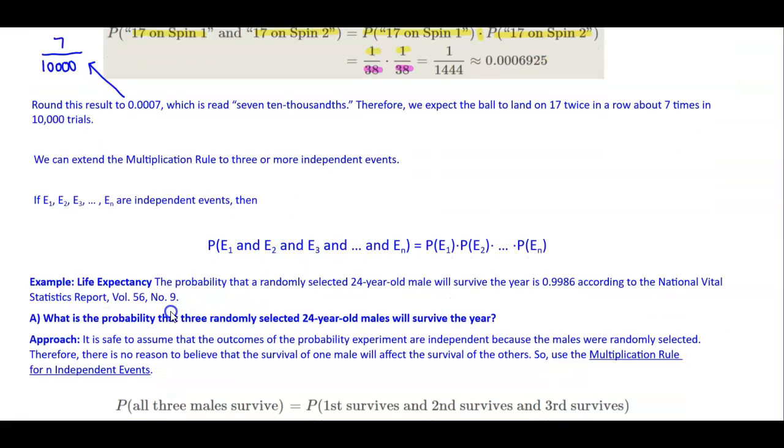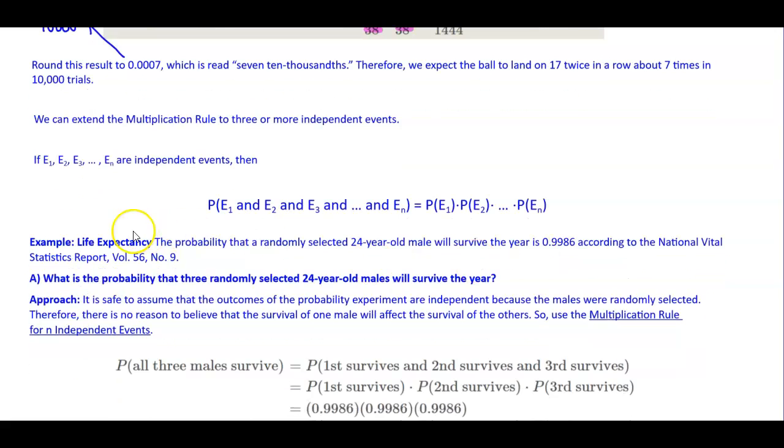That means that we can have event 1, event 2, event 3, all the way to event subscript n as independent events. Then we would say the probability of event 1 and event 2 all the way to event subscript n is taking each probability and multiplying them together. So the probability of event 1 times the probability of event 2 all the way to the probability of event n, or the nth event.